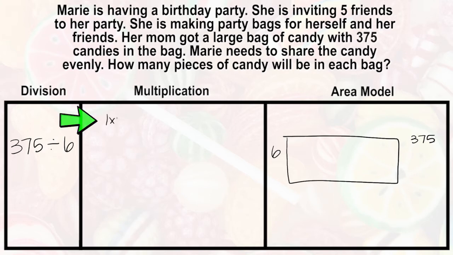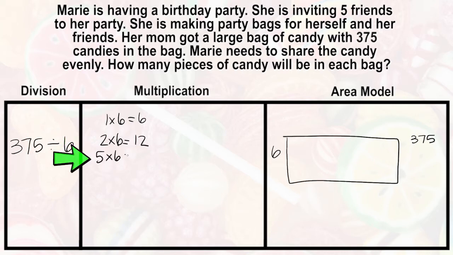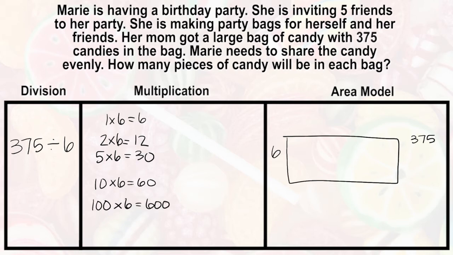She can take one piece of candy at a time, or 1 times 6 equals 6, and repeat this over and over. She could try 2 pieces at a time, or 2 times 6 equals 12. Marie could give each person 5, or 5 times 6 equals 30. If she gave out 10 pieces of candy at a time, she would pass out 60 pieces. If Marie gives out 100 pieces of candy at a time, she would need 600 pieces of candy. We know that she does not have that much candy, so she cannot put 100 pieces of candy in each bag. So now we know that sharing 100 pieces of candy at a time is too much.